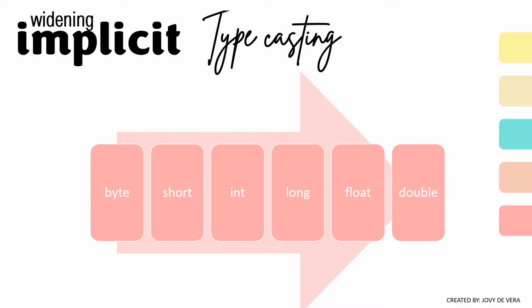Implicit casting. This type of conversion is also known as widening casting. It happens automatically when converting from a narrower range data type to a wider range data type. It also means converting a lower data type like int to a higher data type like double.